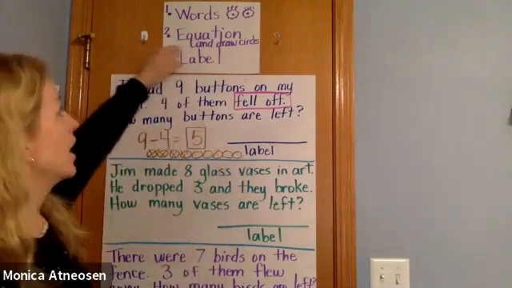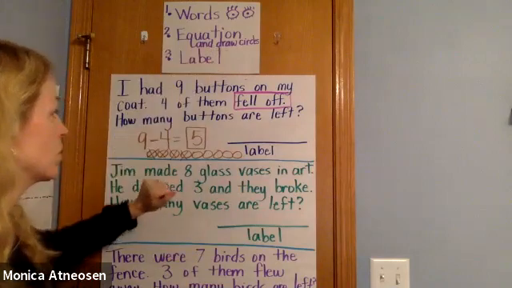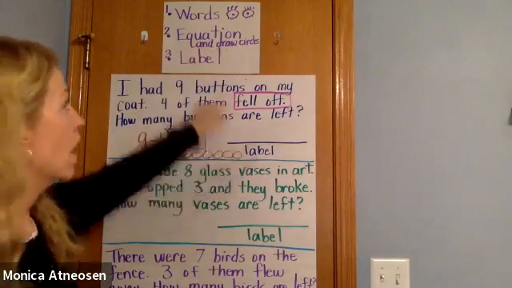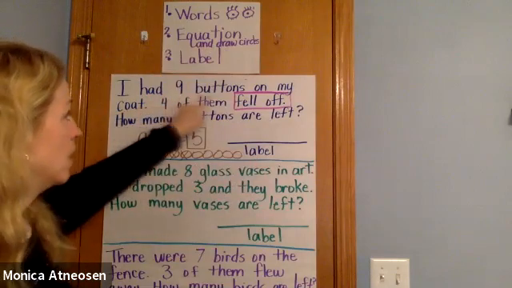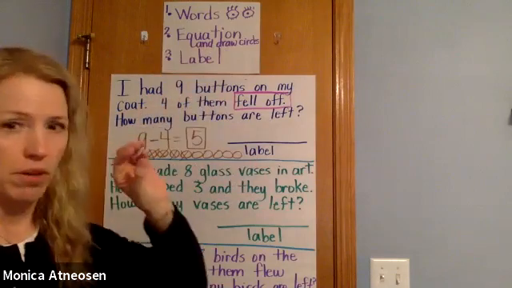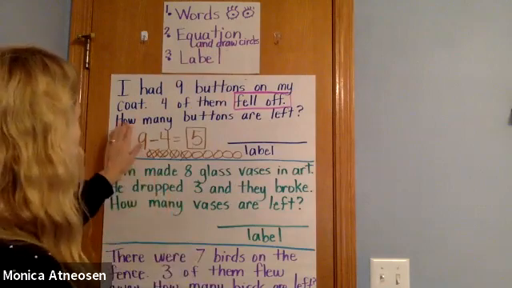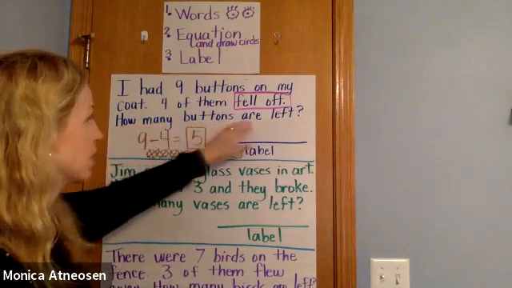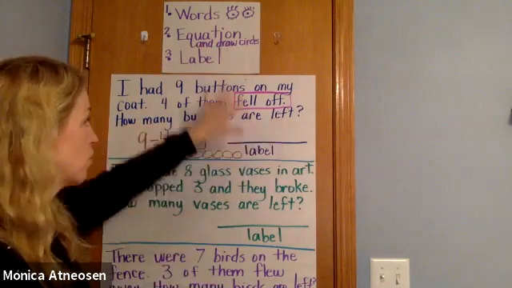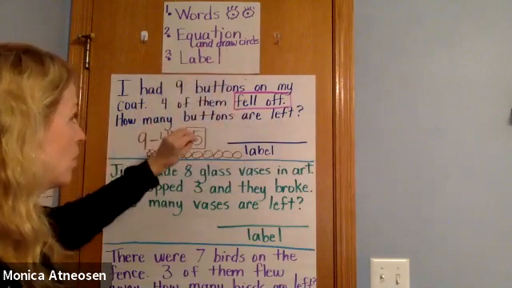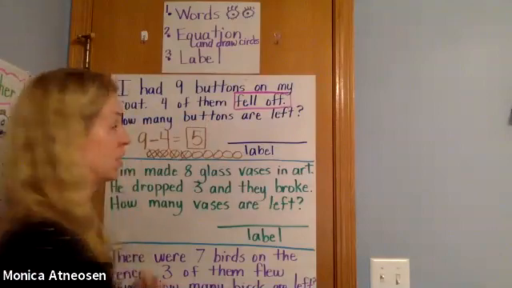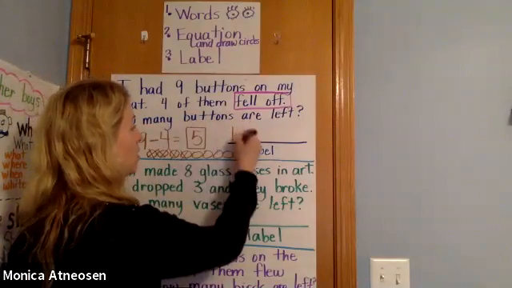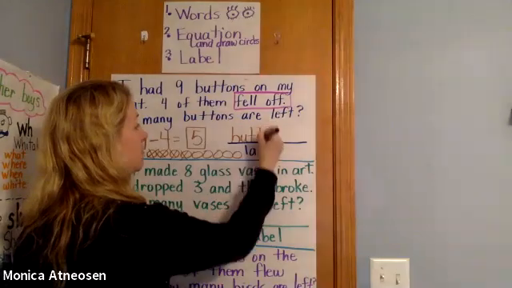Now I've done that equation part and my circles, figured it out. I'm on step 3, the label. I had 9 buttons. I'm going to focus on the question. How many buttons are left? And that story problem is all about the buttons, and the question is asking me how many buttons are left. So I'll look right here to spell buttons.